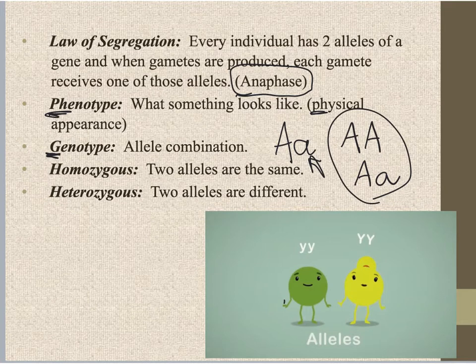Then homozygous, they have two of the same alleles, so these are homozygous. And then heterozygous is two different alleles. So kind of like a hybrid, it's a similar thing, it's technicalities there.